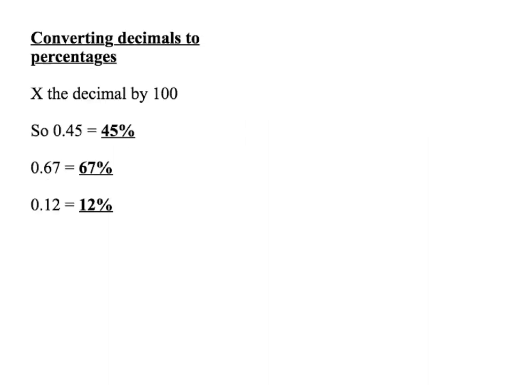You could be asked to convert decimals to percentages. So I think this is quite straightforward, but some people find it quite difficult. If you've got a decimal, just times it by 100 and that gives you the percentage. Or if you need to do it the other way around, if you've got a percentage and you want to create a decimal, you divide it by 100 and it gives you the decimal.